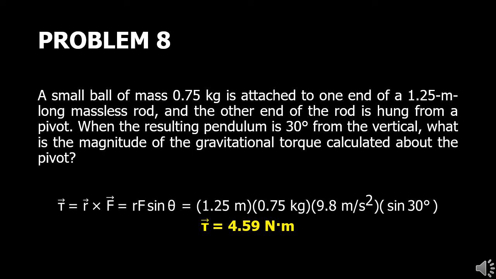So yung moment arm natin is 1.25 meters. So sulat natin yan. That is the value of your R. So 1.25 meters. So 0.75 kilograms, that is the mass. Ang hinahanap natin is yung force, and the force that we will use is the force of the weight. So ang gagawin natin is 0.75 kilograms times 9.8 meters per second squared. So kukunin natin yung weight ng small ball na yan. So this is your R, this is your F, and your sine is 30 since yun yung given angle.